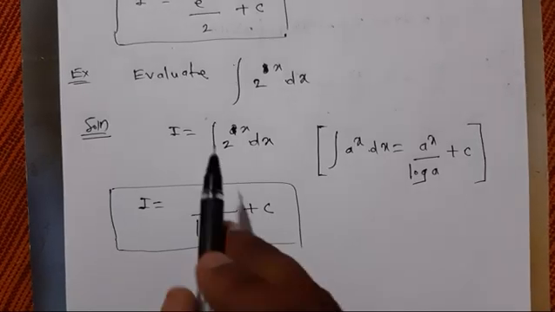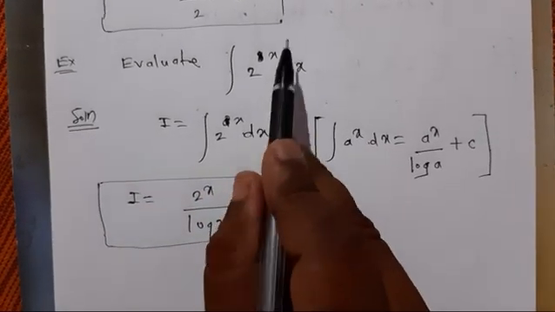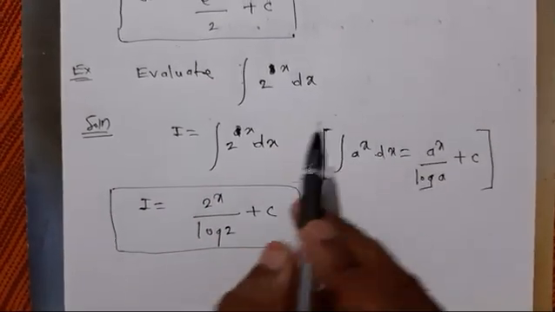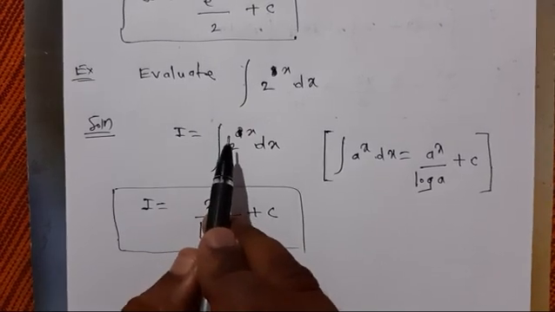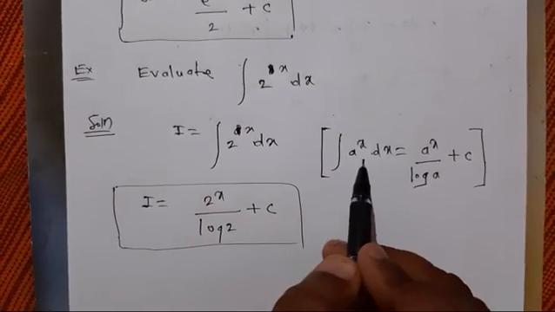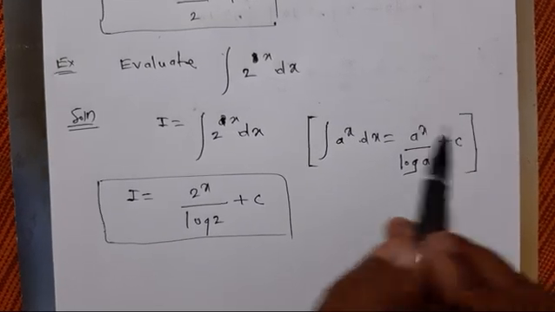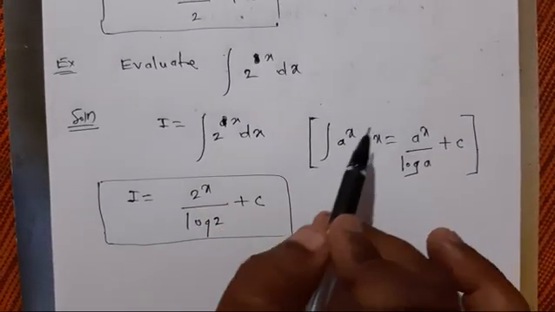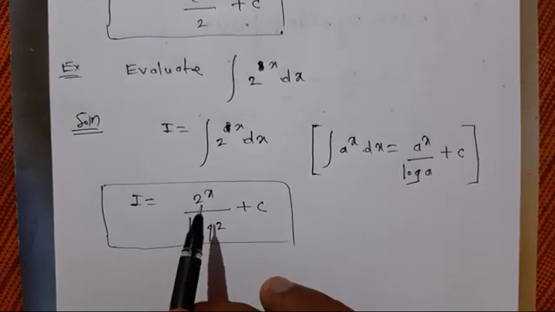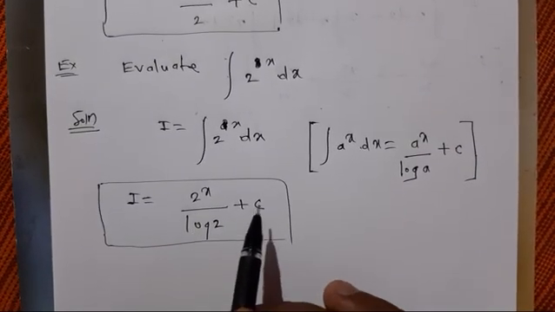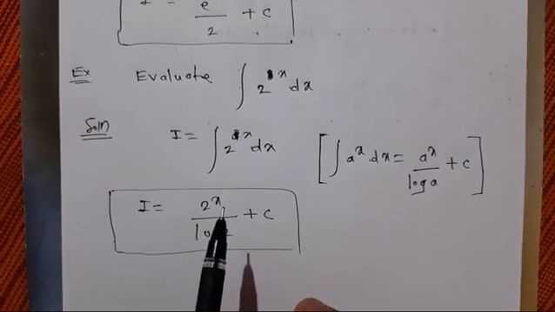We'll see one more example. Evaluate integration of 2 to the power x into dx. So consider this one as I. We know that integration of a to the power x into dx equals a to the power x upon log a plus c. So by using this formula, I will get 2 to the power x upon log 2 plus c. Thank you.